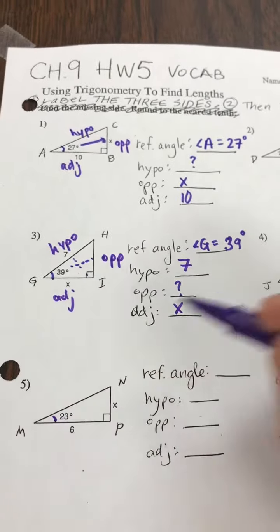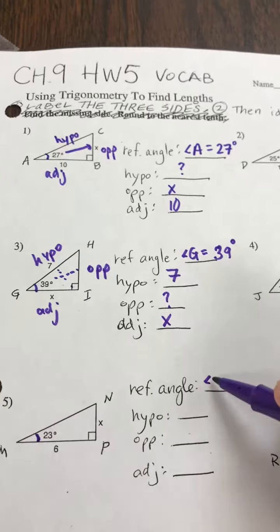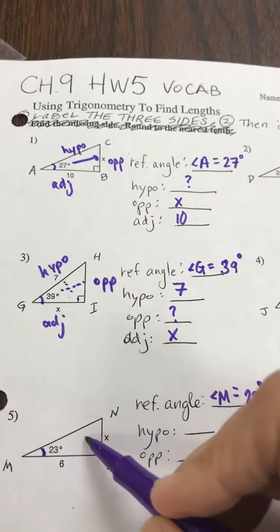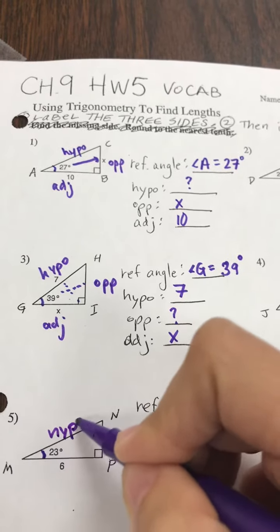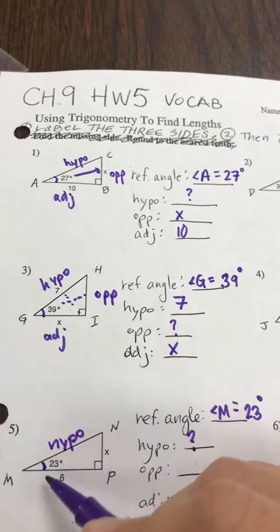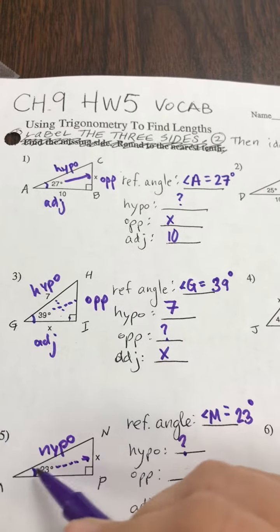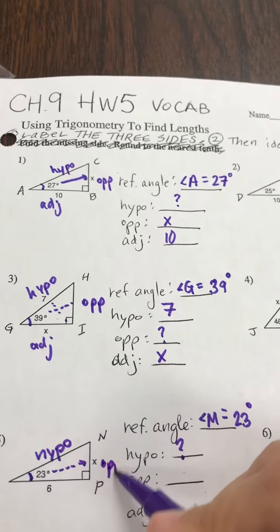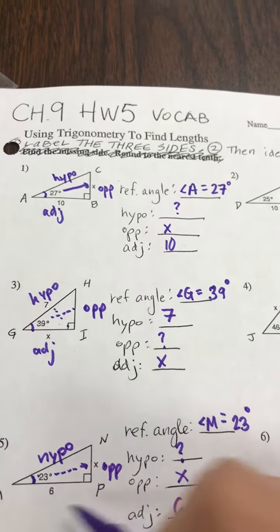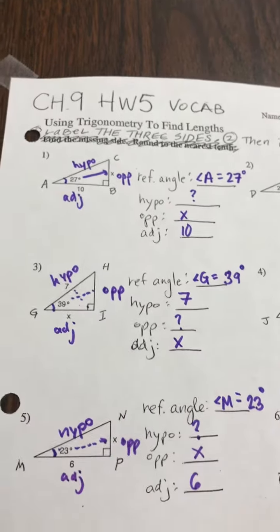Reference angle, I called that angle M, which is 23 degrees. Our hypotenuse is the longest side, and it's opposite the box, so there's nothing there. Opposite is opposite our reference angle. So it looks like X is opposite the box, and leaving the number 6 as our adjacent side.